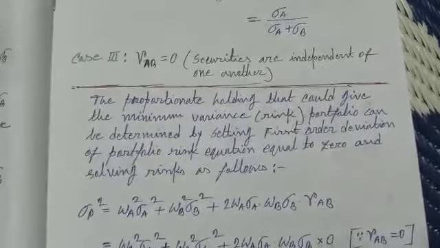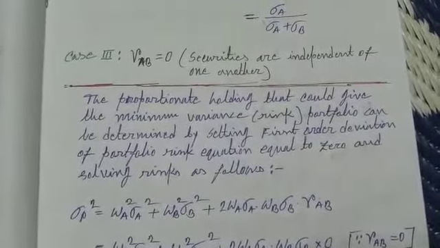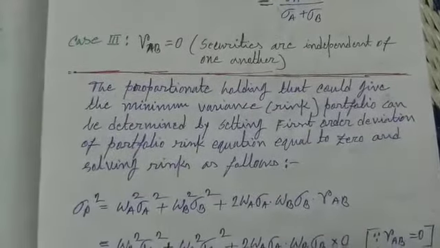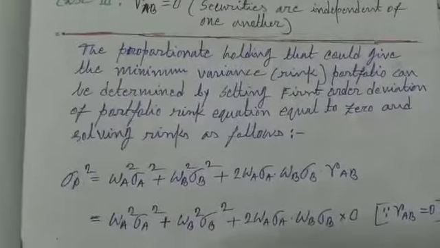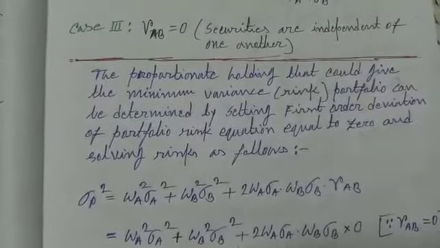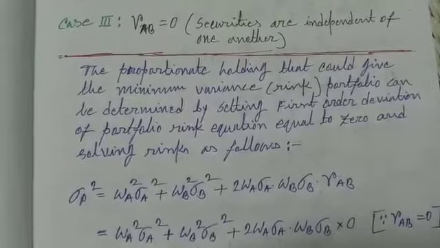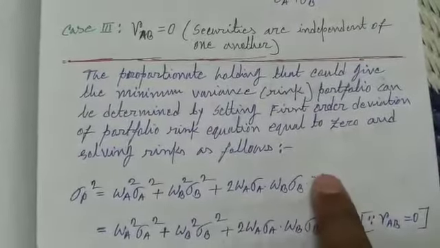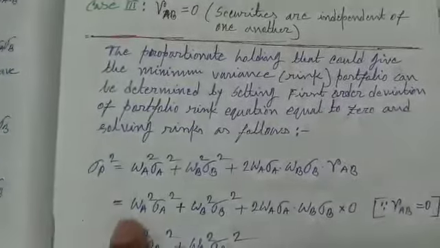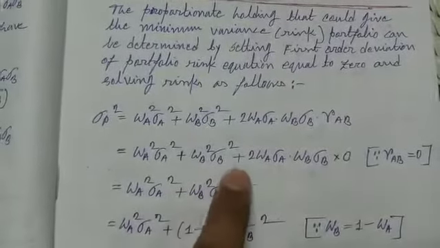That means the procedure of calculation of the weight remains the same, but here we have to take the value of RAB equal to 0. First we have to retain the variance function of the two asset portfolio, which is WA square into sigma A square plus WB square into sigma B square plus 2WA into sigma A into WB into sigma B into RAB. In respect of RAB, the value will be taken as 0. So here this entire value will become equal to 0 and the variance function will take shape as WA square into sigma A square plus WB square into sigma B square.